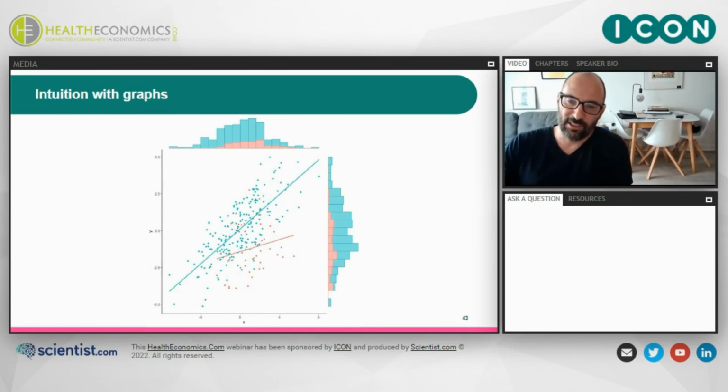The aggregate data originated from the IPD. We just don't have access to that. But I've actually shown the red points on the plot anyway. We actually only have access to the summary statistics. So in that case, that would be represented by these histograms on the x-axis and the y-axis.